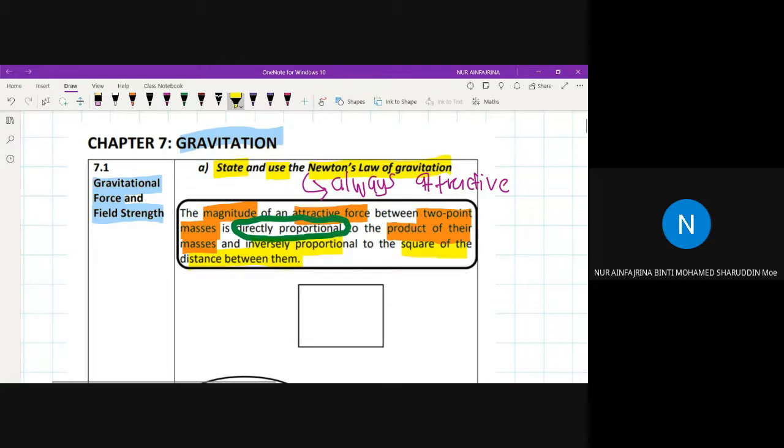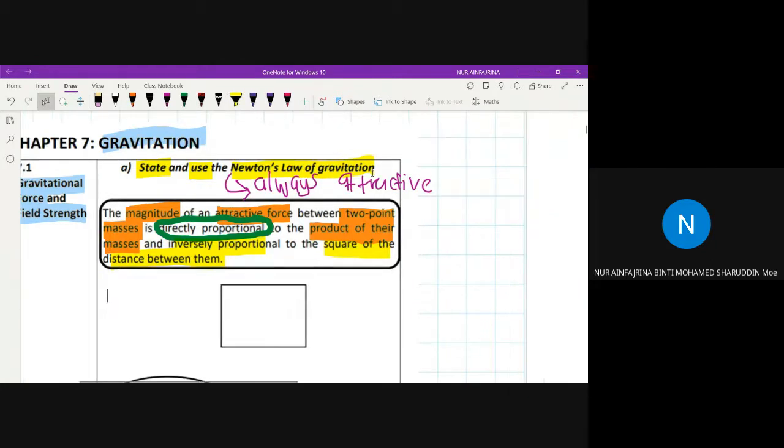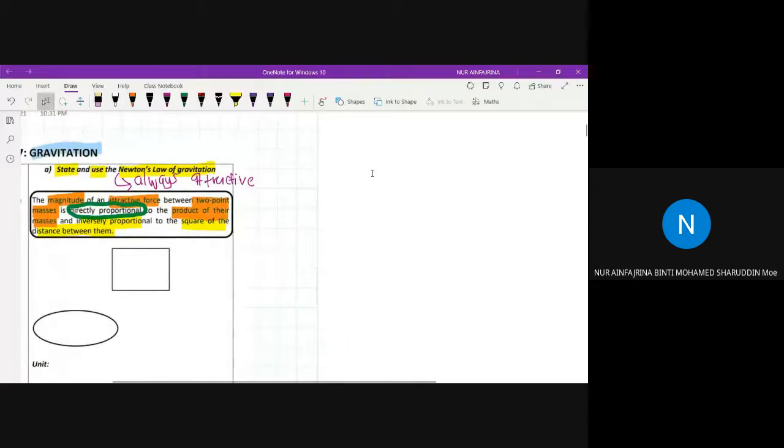Okay, so actually apa yang soalan ini cuba sampaikan adalah the statement is, okay, now you have 2 point masses. Okay, kita draw lah, kita draw 2 point masses. Okay, so first and then this is the second one. Contohnya this is the first one and this is the second one. This is the 2 point masses. Okay, dia cakap the magnitude of an attractive force. Okay, the magnitude of an attractive force adalah your gravitational force. Okay, nampak tak the first sentence, the magnitude of an attractive force between 2 point masses. Okay, it is the gravitational force between 2 point masses.